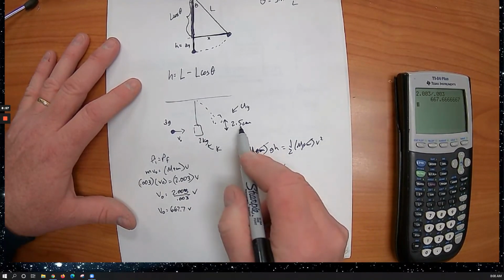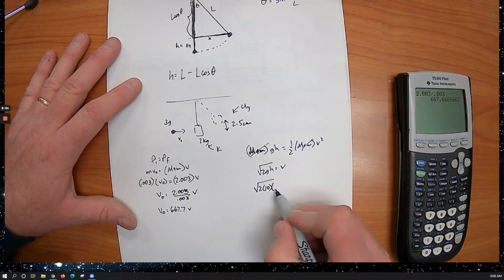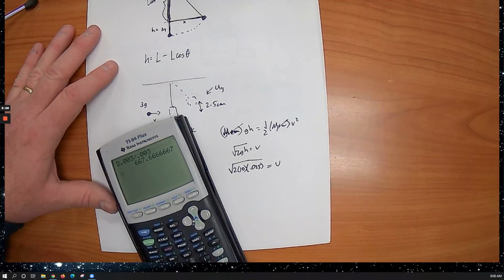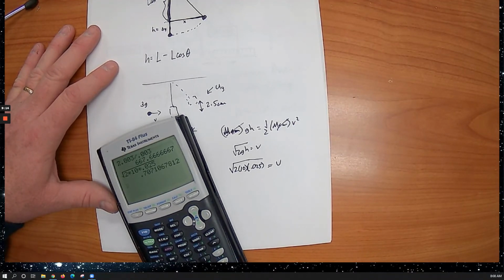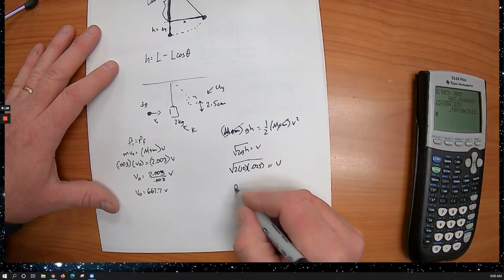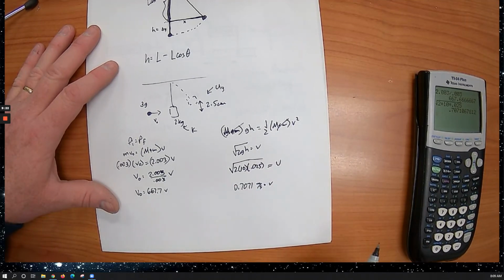So the height change is 2.5 centimeters. So the square root of 2, use 10 for g, and 0.025 meters. This is going to be my v. So the square root of 2 times 10 times 0.025 is 0.7071. So 0.7071 meters per second is the v.